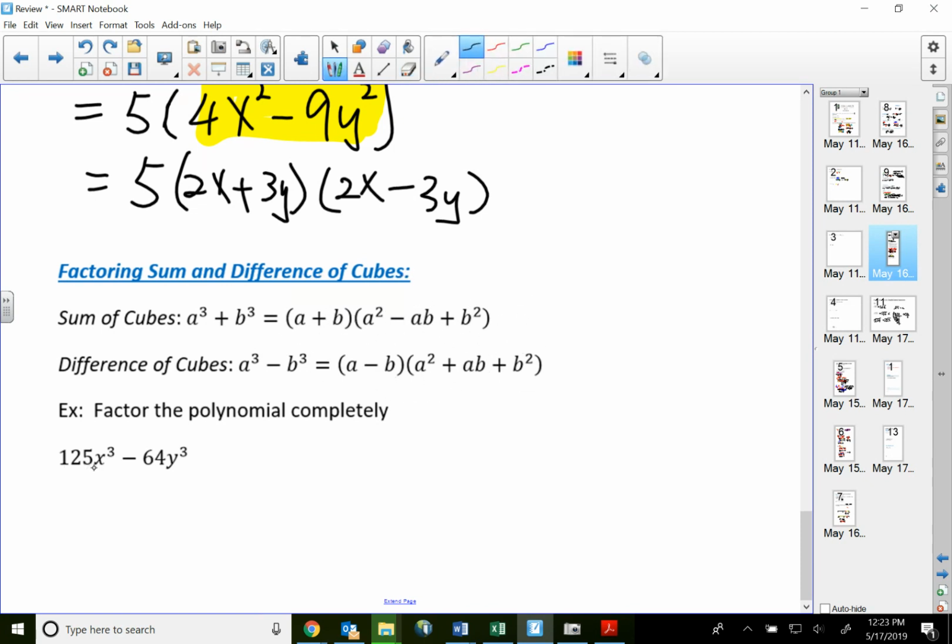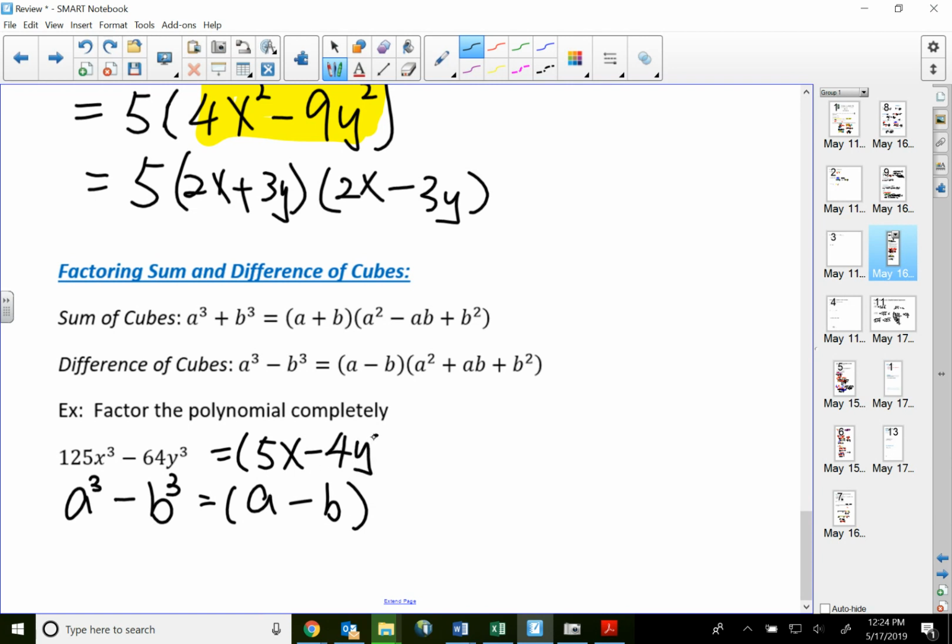So 125x to the third minus 64y to the third, okay, a difference of cubes. So this is a to the third minus b to the third. So the answer should look like a minus b. I need to determine what my a is and what my b is. My a is what my 125x to the third was before it was ever cubed. Before 125x to the third was ever cubed, it must be 5x, because 5 times 5 times 5 is 125. Minus, before 64 was ever cubed, it was 4. Before y was cubed, it was just y. So my a is 5x, my b is 4y.